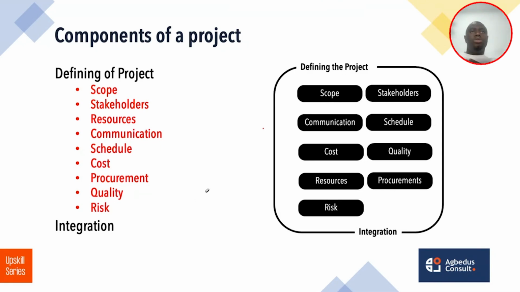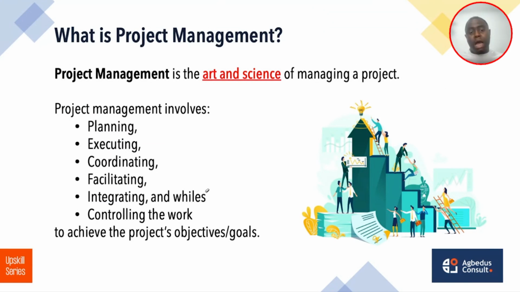We'll move on to what is project management. Now that we know what a project is and the components of a project, the question is, what is project management? The reason why we are here today, simply put, is the act and science of managing projects. The reason why they have it as act and science, I'm not the one who brought this definition, but it's a standard definition, and there are more definitions to it. But the very simplest way you can define project management is the act and science of managing a project.